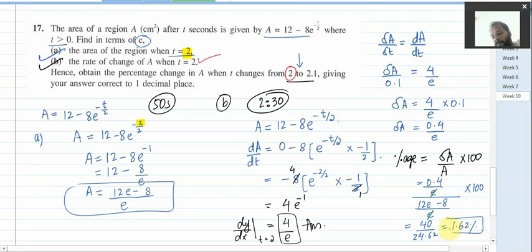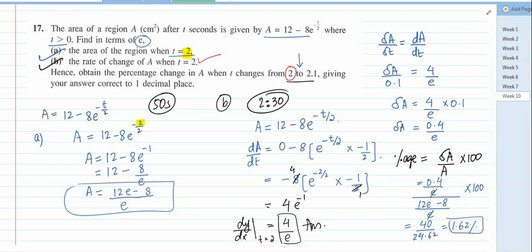Alright, now you need to note down the solution in your copy, and for that I'm giving you 60 seconds to note down the solution, and then we will start the next one. Alright, after that we have question number 18.